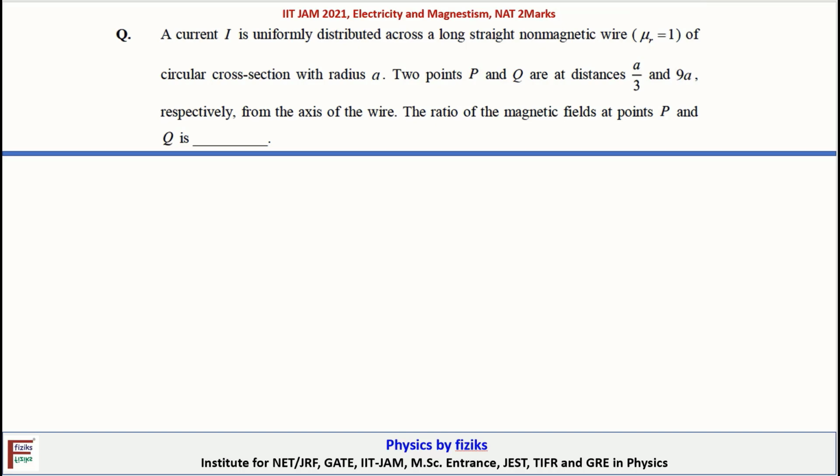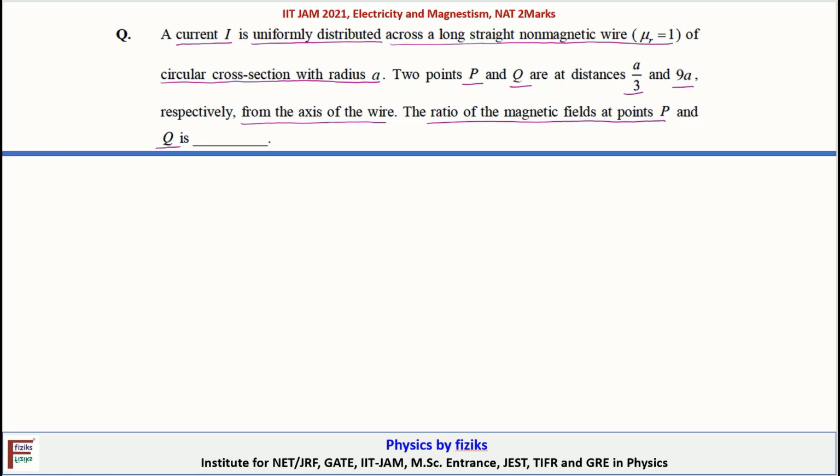In this question, it is given that a current I is uniformly distributed across a long straight non-magnetic wire, so mu r is 1, of a circular cross section with radius a. Now if we have 2 points P and Q that are at distances a by 3 and 9a respectively from the axis of the wire, we have to find the ratio of magnetic field at point P and Q.